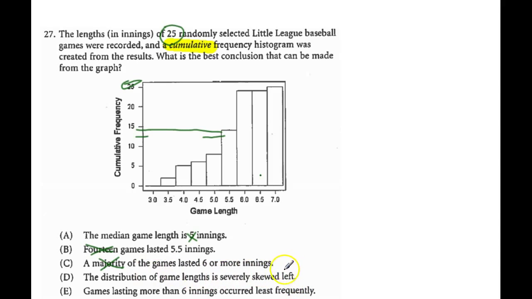Well, this isn't really a histogram like we think of a histogram. It's a cumulative frequency chart, so we're not going to call it skewed, really. Games lasting more than 6 innings occurs the least frequently. That certainly is true. There's very little change here. 24 of the games were 6 innings or less. 25 of the games were 7 innings or less. Only one game was between 6 and 7 innings. So that's definitely the answer there, I would say.